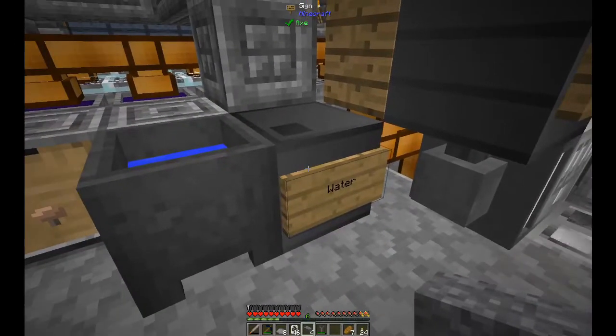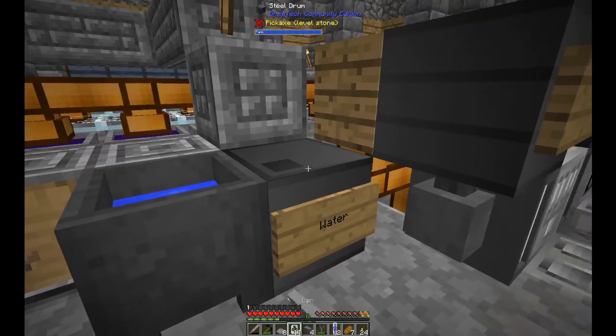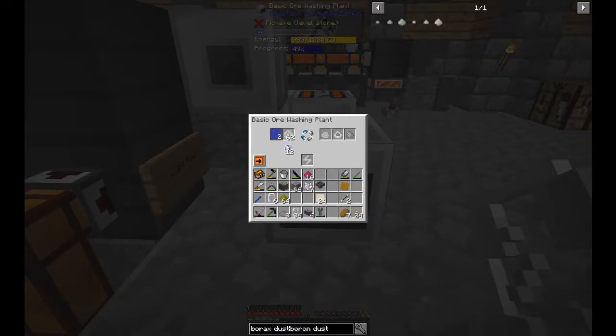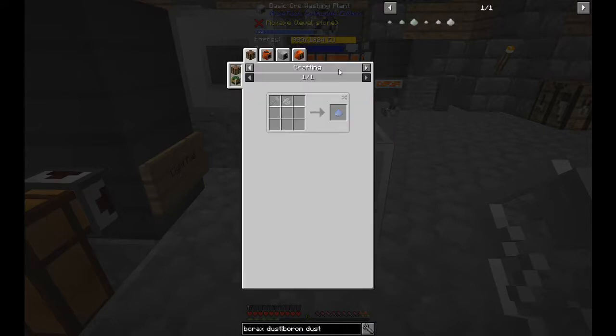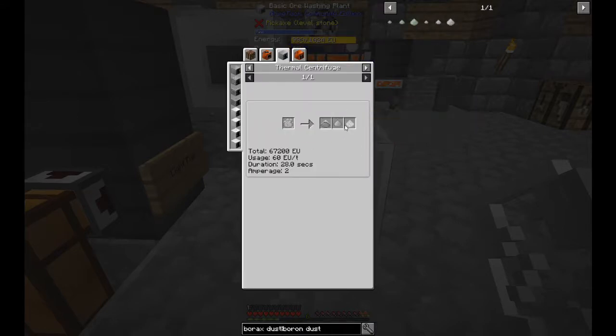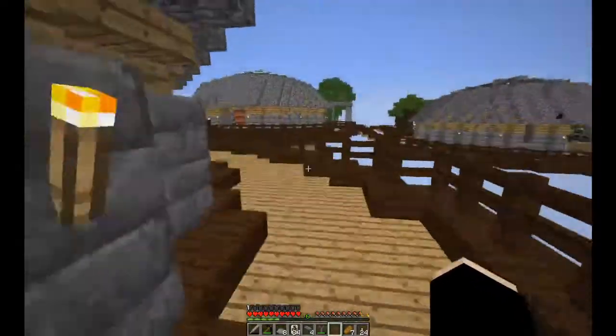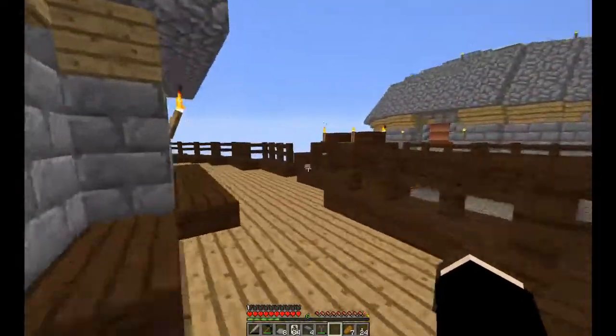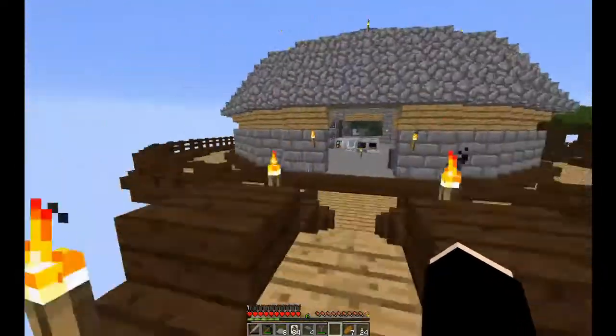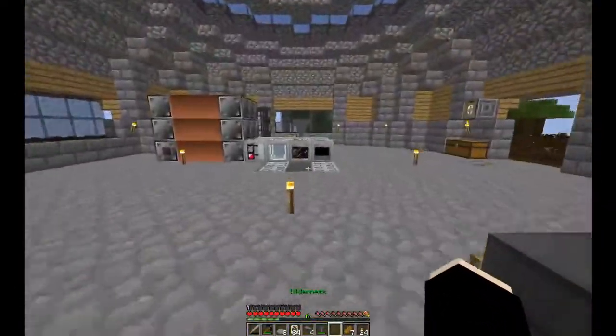Okay, we got purified salt. Let's do 12 more. Get 16. And these go into the thermal centrifuge to get borax dust. Did we make the MV centrifuge? And otherwise, can we make it? I'm sure we can, right? By now.